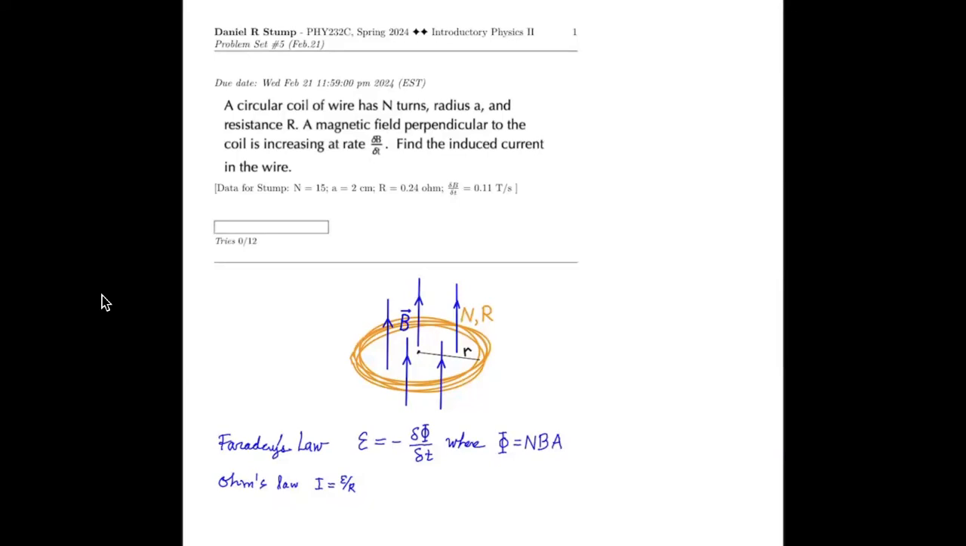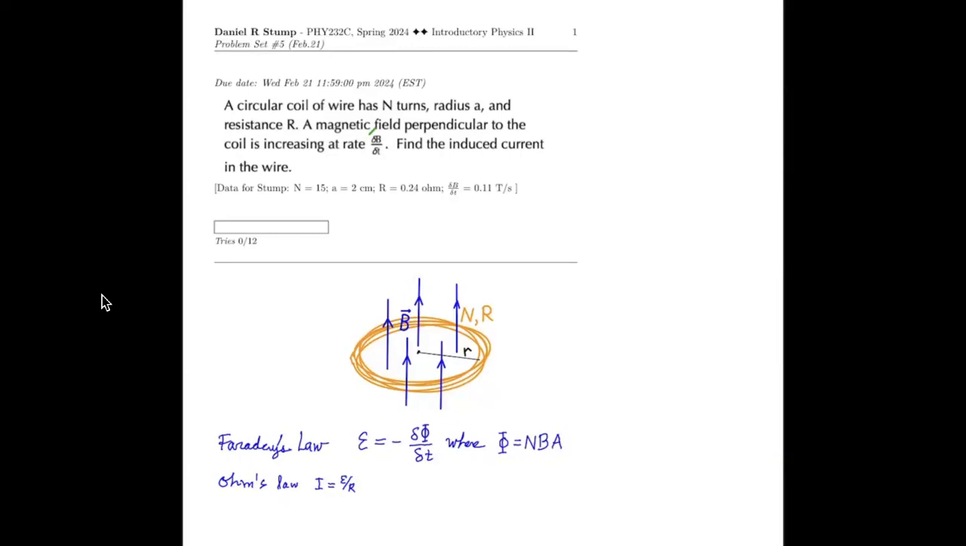A circular coil of wire has N turns, radius A, resistance R. A magnetic field, perpendicular to the coil, is changing in time at a rate delta B over delta T. Remember, that just means the change in B over the change in T. B is field, T is time. So it's Tesla per second in terms of units. Number of Tesla divided by number of seconds, Teslas per second. So that's the rate of change of the magnetic field.